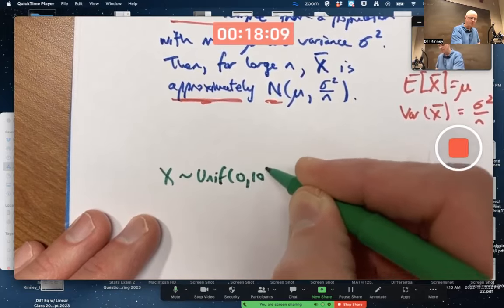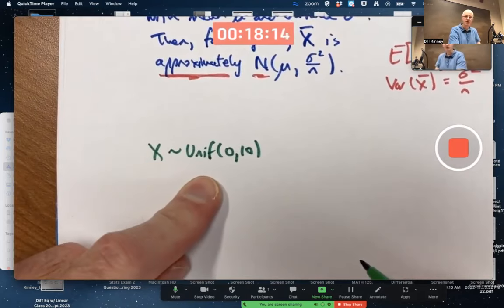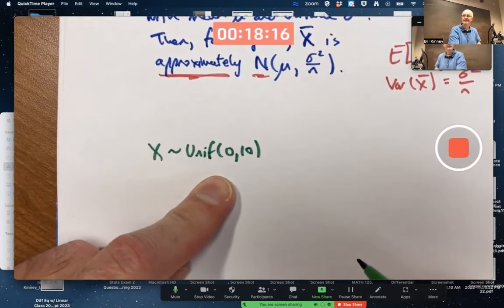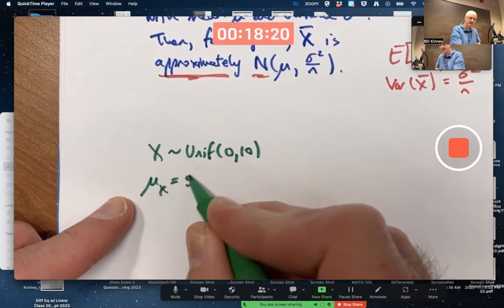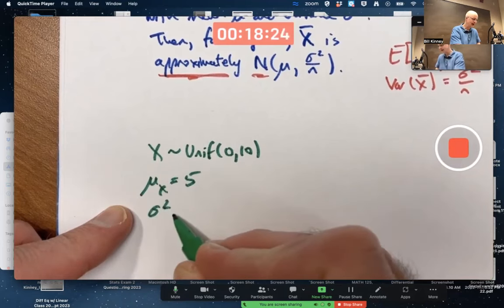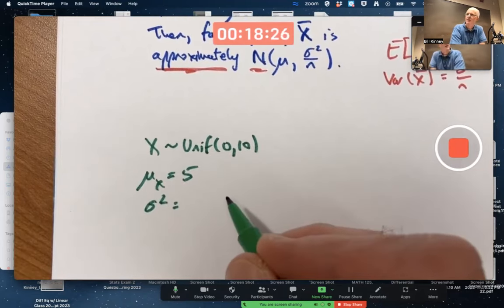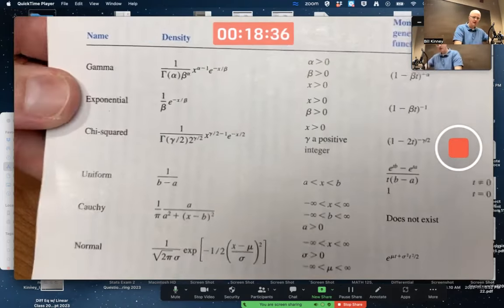The background random variable, call it x, you might say, is uniform on the interval from 0 to 10. Its mean is clearly 5. Its variance, oh, I've forgotten the formula. I think it involved the square root of 12, or was that the standard deviation? Let's quickly look it up.